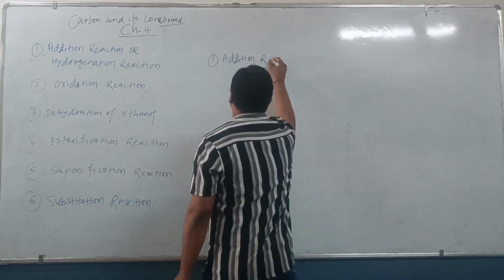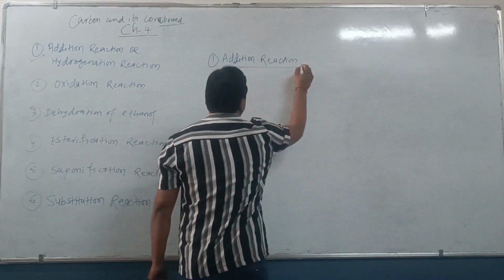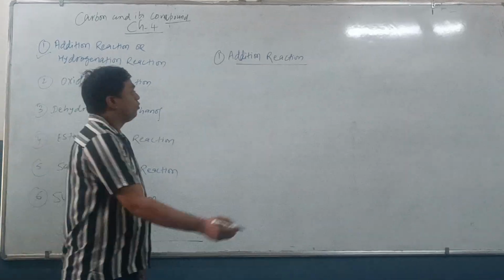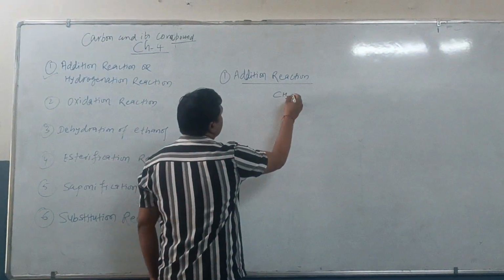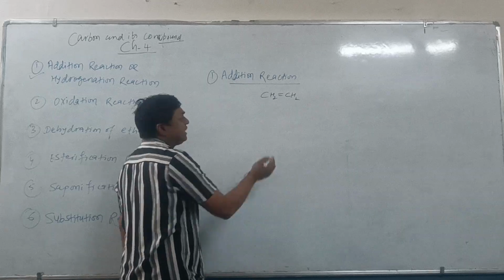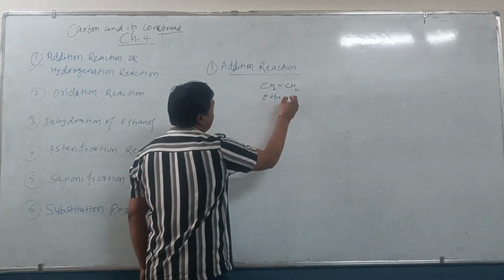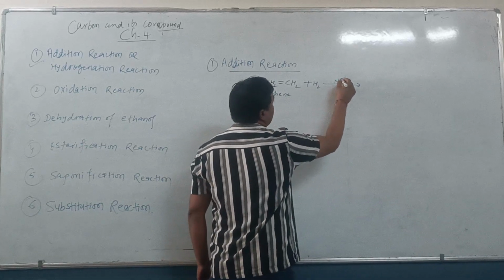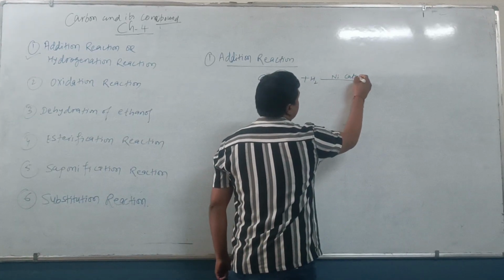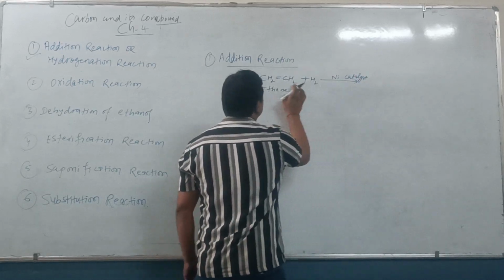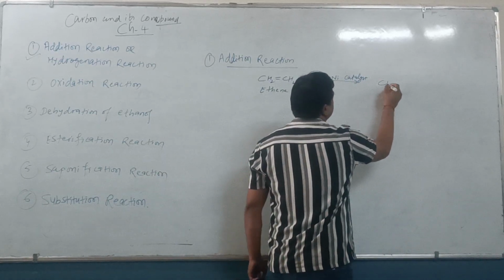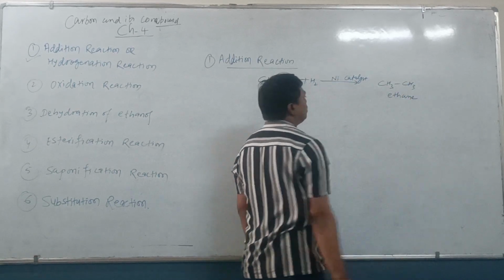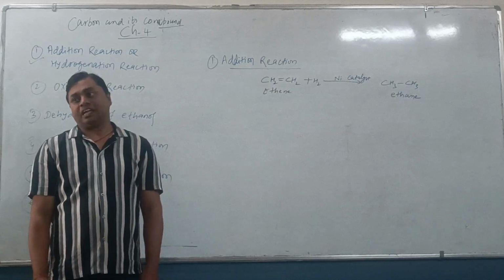What happens when hydrogen is added to the alkene, it changes into alkane. For example, CH2=CH2. What is this? This is ethene. Whenever hydrogen is added to this ethene in the presence of nickel catalyst, one hydrogen comes here, one hydrogen comes here. So it will form CH3-CH3. Ethene changes to ethane. So this is an addition reaction.